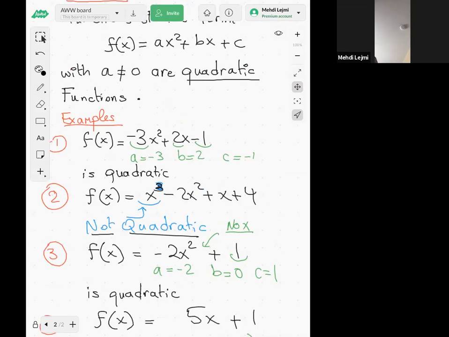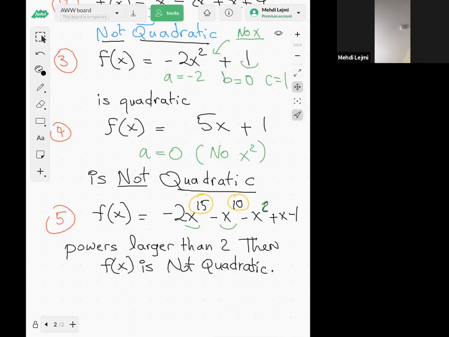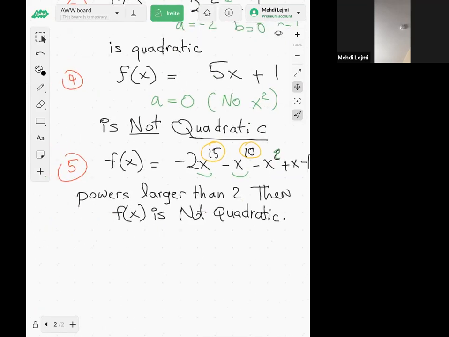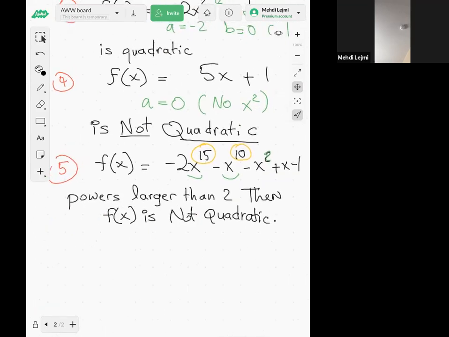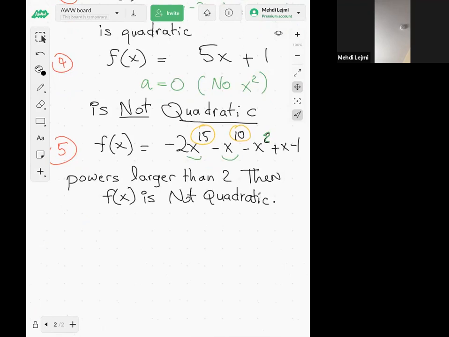Okay, so there's no question, guys. Now we are interested in the graph of quadratic functions. That's the goal. That's what we're going to do today, and that's the whole section, section 2.2. So the goal is to graph quadratic functions.